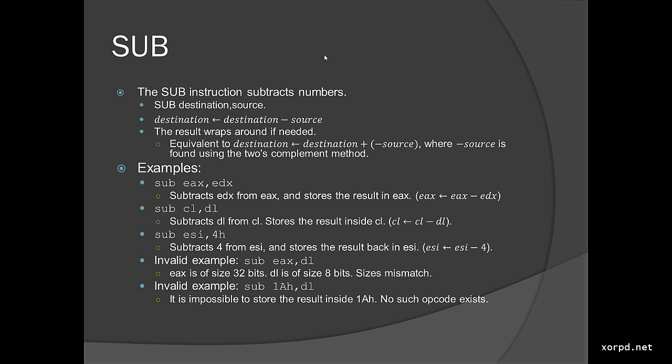What does it actually mean? It might be a bit difficult for you to imagine what it means to wrap around for subtraction. And I can give you a hint. If you think about the subtraction as addition, just like we did in the 2's complement examples, then we get something like this. The subtraction is equivalent to addition with the negation of the source number. So instead of destination minus source, we get destination plus the negative of the source. And the negation is done using the 2's complement method.